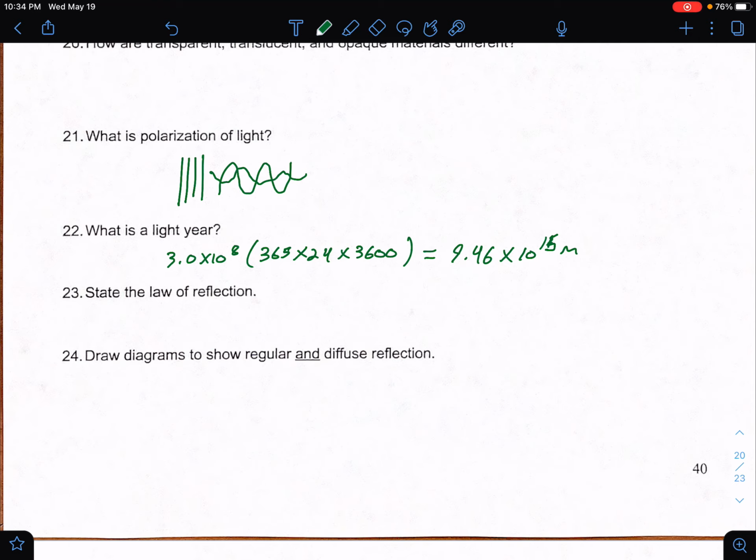24, draw diagrams to show regular and diffuse reflection. Regular reflection is when you have a smooth surface, so I don't really have to draw this out. Well, I can. Basically, you're going to have pure reflection off a smooth surface. Diffuse is when you have something like a jagged surface. So at some points, some of it is going to bounce off, but it may go the other way. It can go off in different ways. That would be diffuse reflection.